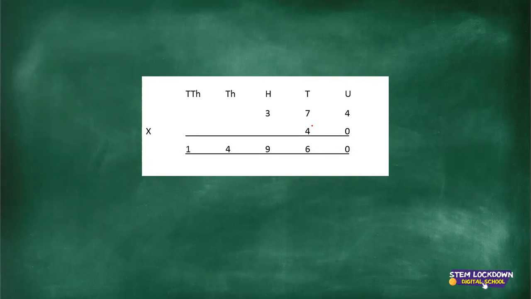So what we're going to do is we're going to take the 4 and multiply it with this 4. So 4 times 4 is 16. So I'm going to write your 16 here.